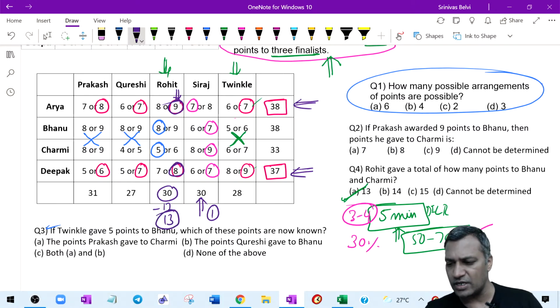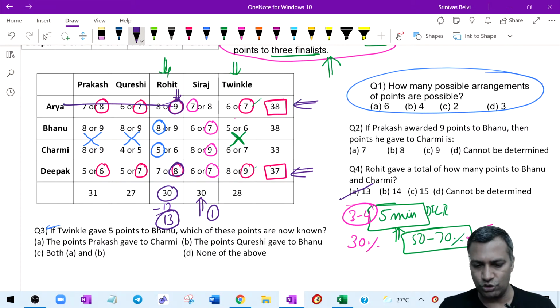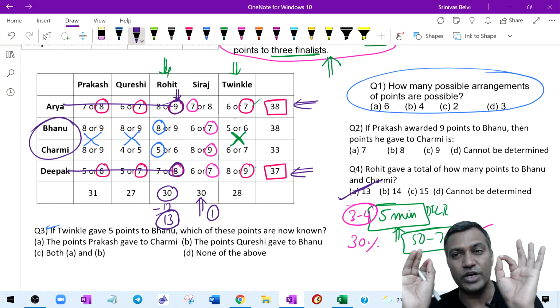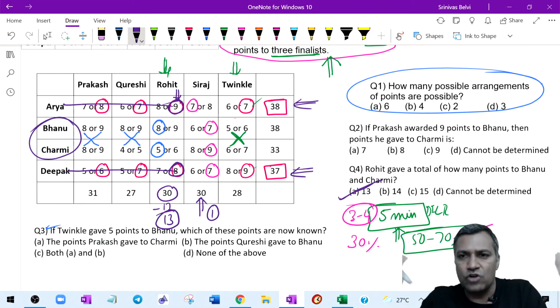Which points he gave to whom doesn't matter. Come back and mark 13, because to Aryan he gave 9, and to Deepak he gave 9. To the remaining 2 folks, Banu and Charmi, how much does he give? He gives 13. See, carrying such orientation is important because I have not seen the D-Day.